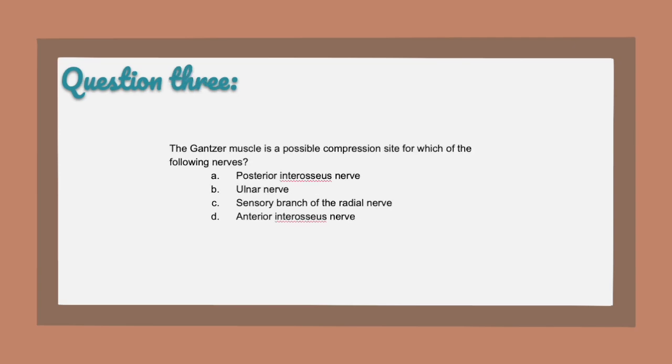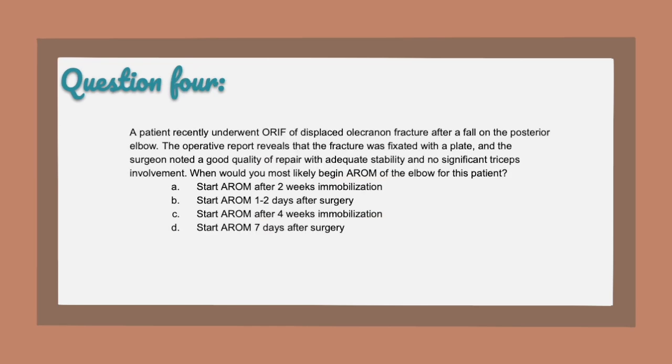The correct answer is D, the anterior interosseous nerve. If this was a challenging question, I would recommend looking back at the potential compression sites for each nerve of the upper extremity.